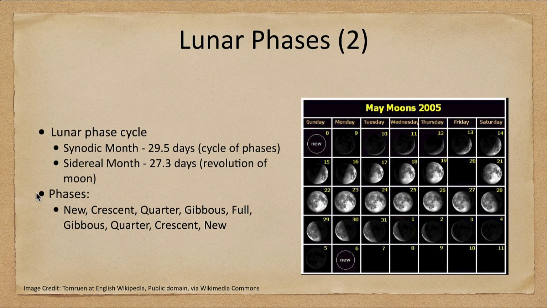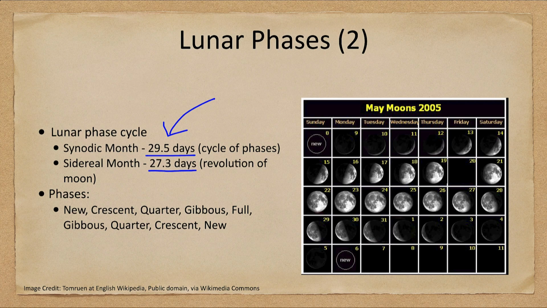Now, let's also look at the timing for this. The cycle of phases is 29.5 days. We mentioned that previously when we talked about our month. Where does our month come from being approximately 30 days? Well, it is because the moon's cycle of phases is very close to 30 days. However, the actual revolution period of the moon is a little bit less than that. The sidereal month, relative to the stars, is 27.3 days.